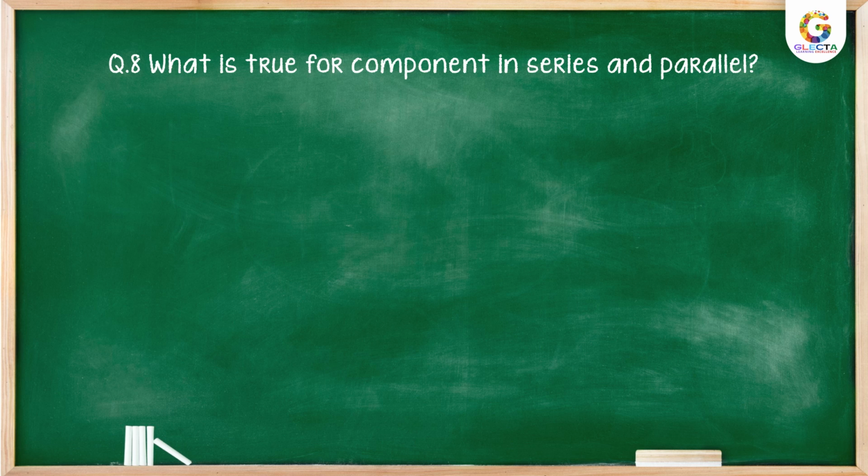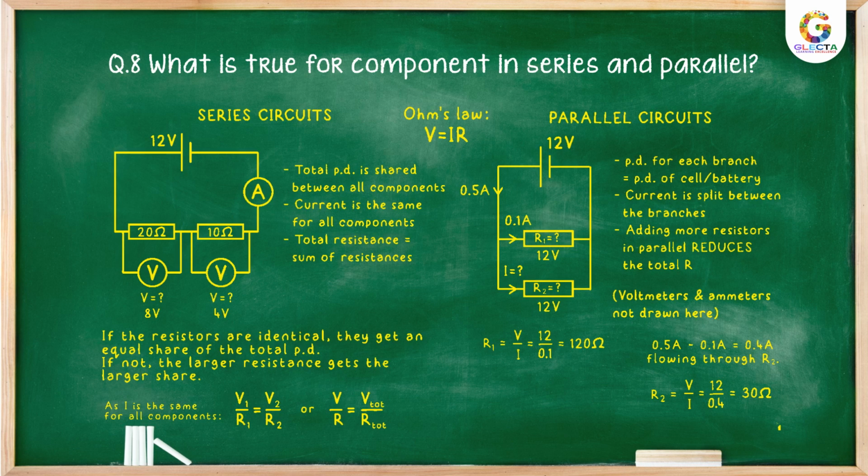Question 8. What is true for electrical components in series and parallel? Bonus points if you can find the missing numbers. Components, say resistors in series, will have the same current, but the total PD will be shared between them. If the resistance is the same, this PD is shared equally. If not, the larger resistor gets the larger share of the PD.